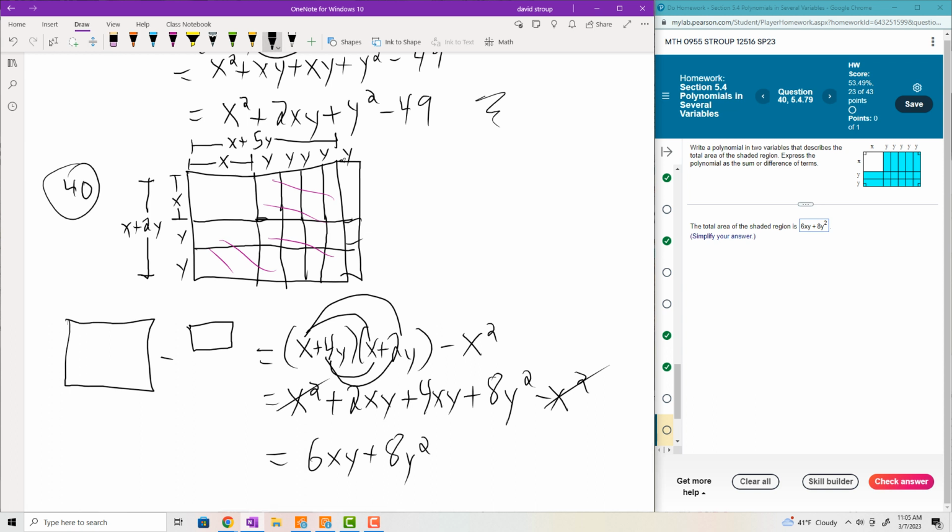Let's spruce things up a little bit. Okay, so it'll be 5y. And so this guy and this guy are wrong. Okay, so 5y times x is 5xy, and then 5y times 2y is 10y squared. The x squareds cancel, 5xy plus 2xy is 7xy, and then plus the 10y squared. Sorry about that.